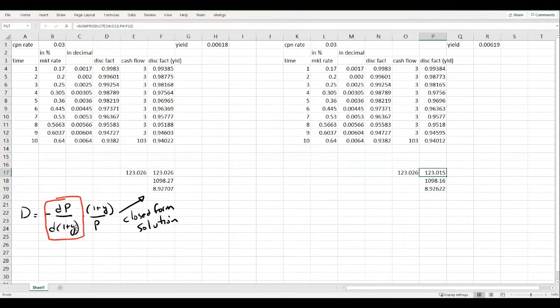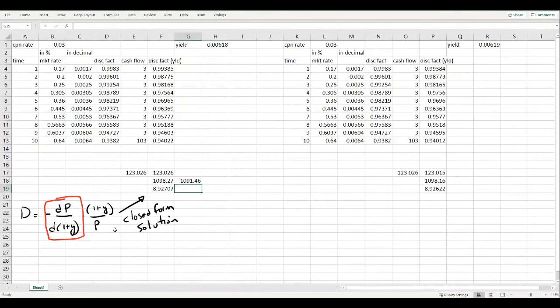Now we can proceed to calculate the differentiation. The differentiation is nothing more than the change in price. So we take the higher price minus the lower price, divided by change in yield, which is the higher yield minus the lower yield. Now we should know that change in 1 plus y is the same as simply change in y. Simply the constant 1 doesn't affect anything. As a result, we have this differentiation.